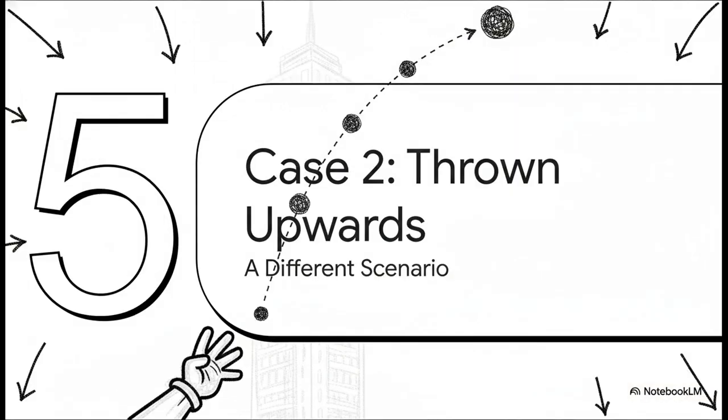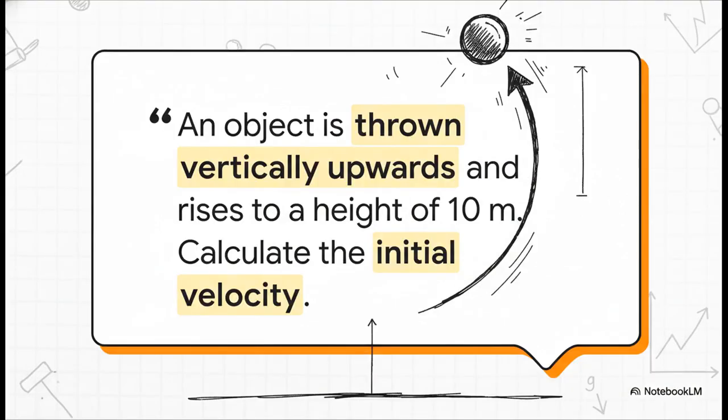Excellent. So, now that we've solved a downward motion problem, let's look at the opposite case. What happens when we throw an object straight up into the air? Let's look at this example. This time, an object is thrown vertically upwards, and it rises to a height of 10 meters. We need to calculate its initial velocity and the time it took to get to the top.